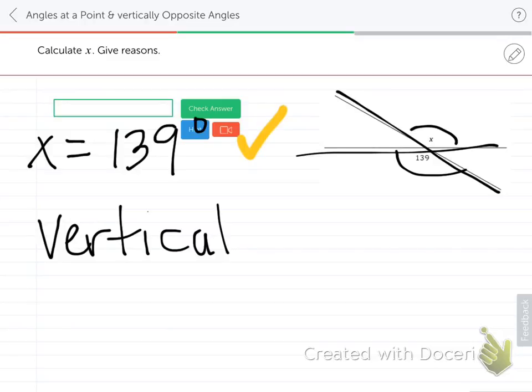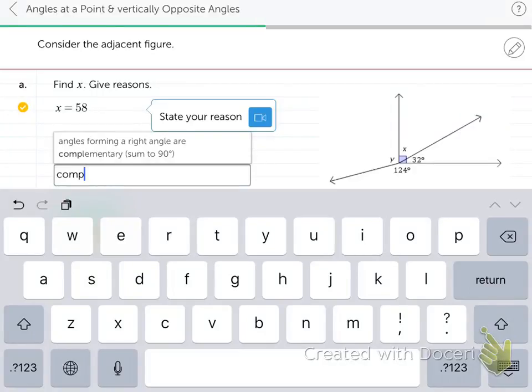So let's try one more. And here's one more, probably a little bit clearer example. This is just one where I'm trying to find the value of x, and I notice again that this is a right angle right here, so 32 plus x is going to give me 90 degrees. So if I subtract, I get that x value of 58.